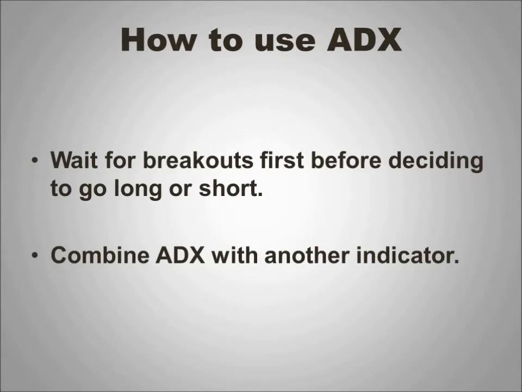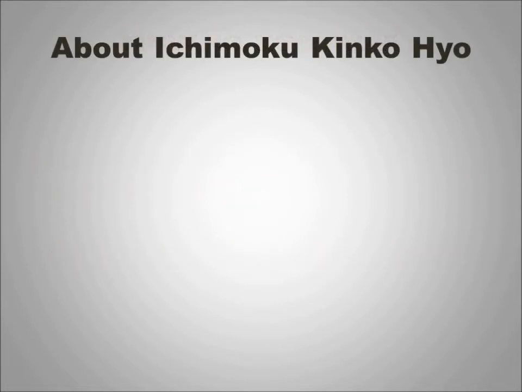And how do we use ADX? Well, it's simple. We wait for the breakouts before we decide to go long or go short. So again, what we're looking for is the strength of the bull run or the bear run. And it's better to not use the ADX on its own. We should use the ADX with some of the other tools in our trading platforms.